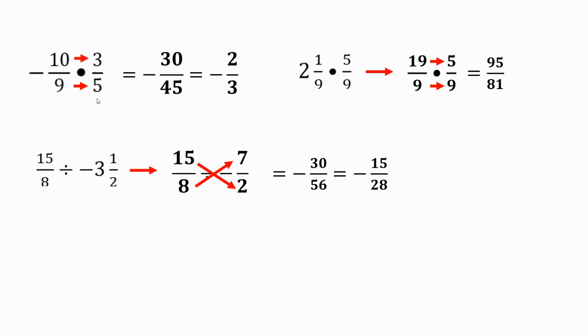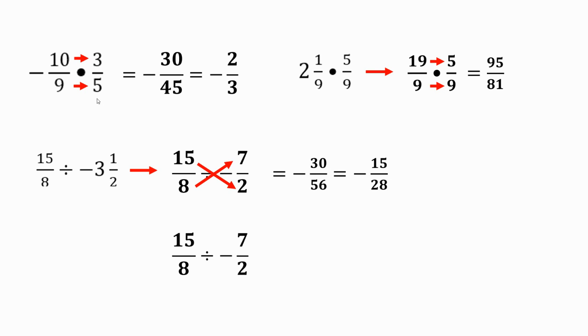When we have a division symbol, we look for ways that we can manipulate this so that we multiply instead. And one of those ways is to multiply using cross products. The numerator of one times the denominator of the other, 15 times 2, and the denominator of one times the numerator of the other, 8 times 7. And when you draw those arrows in there, you see that multiplication symbol, okay, which might remind you to multiply. So -30/56, final answer of -15/28.